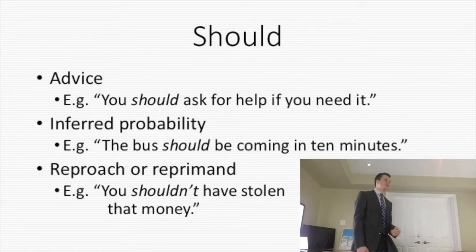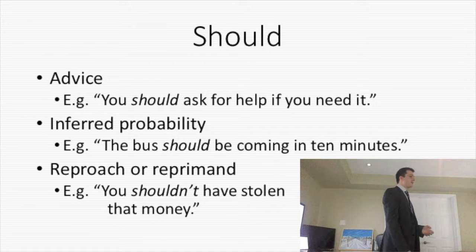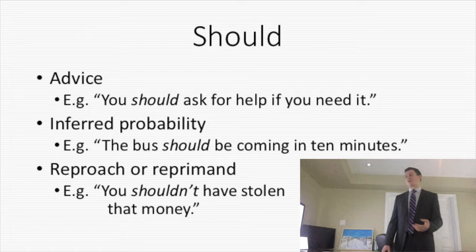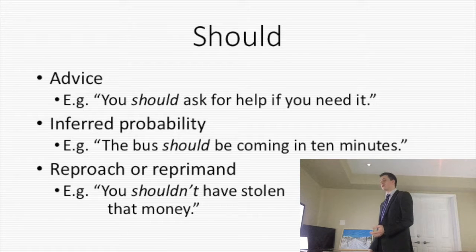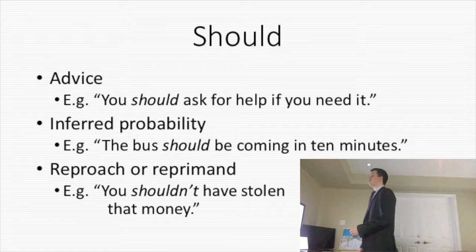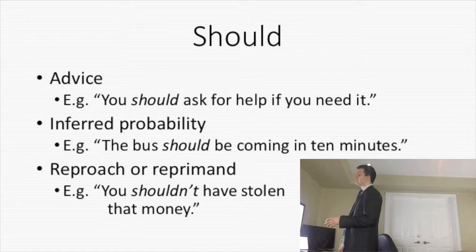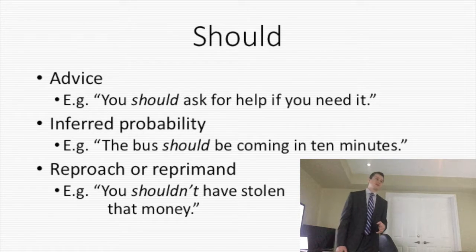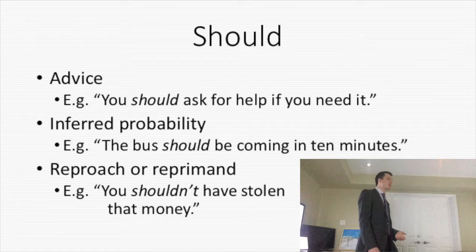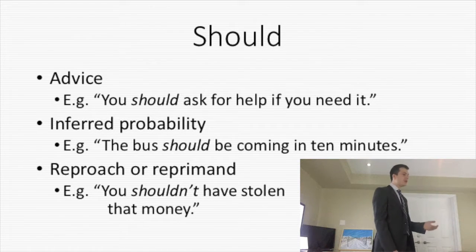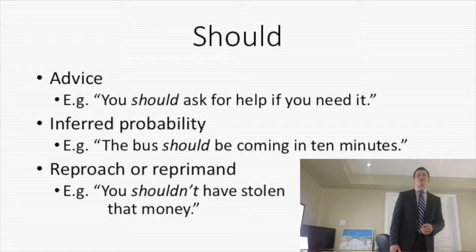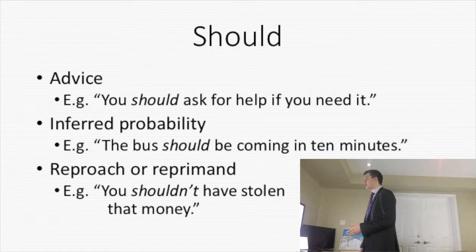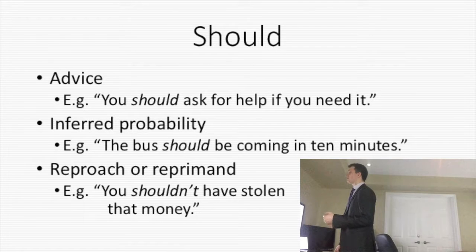It can also be used for reproach or reprimand. So if you run into somebody who happened to just steal money, you could say, you shouldn't have stolen that money. And as you can see, shouldn't is should in the negative, because it can be in both the affirmative and the negative, and so can would. So shouldn't is the exact opposite of should, and wouldn't is the exact opposite of would.